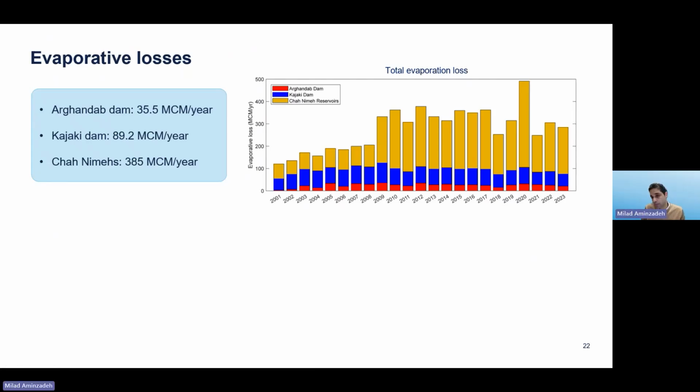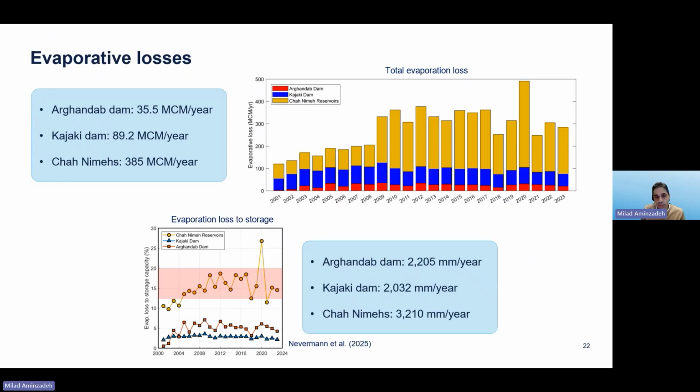So, as I said, when we look at these bars, it seems a majority of the evaporation that happens from the reservoirs in the basin is happening in the Chahni reservoirs. When we looked at the ratio of evaporation loss to the storage, we see this number for Chahni reservoirs is between 13 and 20, on average, let's say 16-17%. So 16-17% of the precious water that's stored in these reservoirs is simply lost via evaporation.